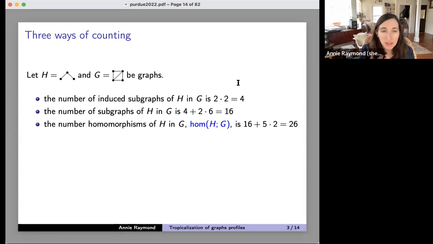Does that make sense for everybody? Any questions about these 3 ways of counting? No, we're good. All right, good. Thanks.